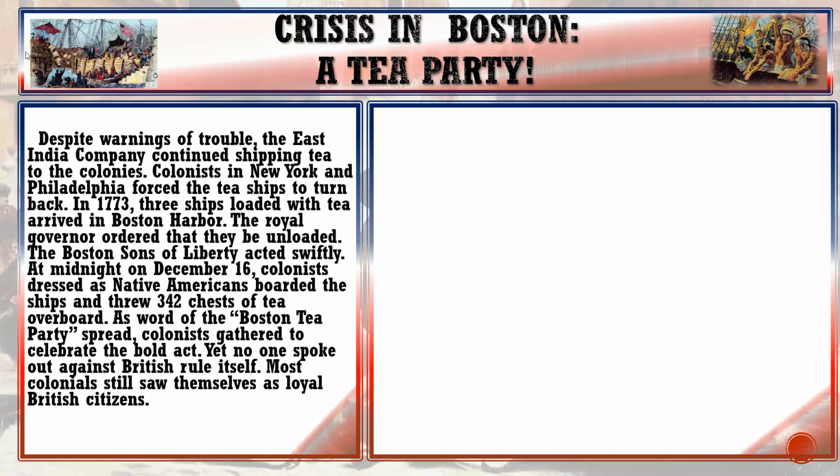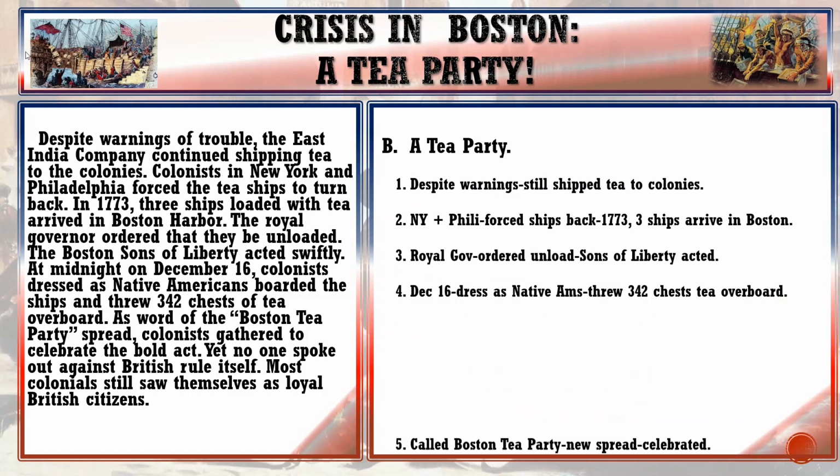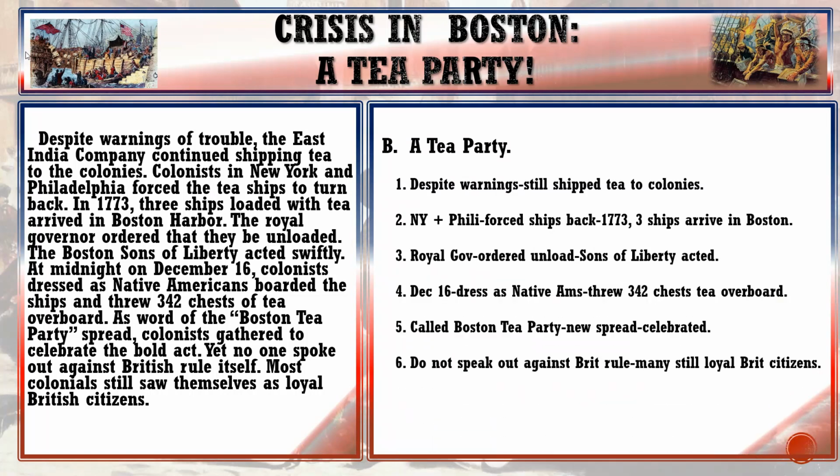We're already at the top of 119, and that's the last page for this section, right? So, Boston Tea Party. A tea party. Despite warnings, still ship tea to colonies. Notice what I did there. NY and Philly, New York and Philadelphia. 4 ships back. 1773. 3 ships arrive in Boston.